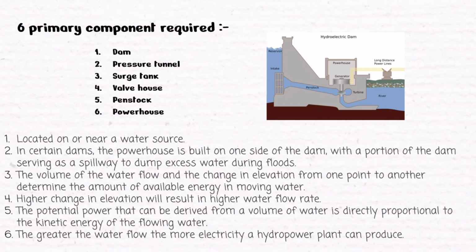The volume of the water flow and the change in elevation from one point to another determine the amount of available energy in moving water. Higher change in elevation will result in higher water flow rate. The potential power that can be derived from a volume of water is directly proportional to the kinetic energy of the flowing water. The greater the water flow, the more electricity a hydropower plant can produce.